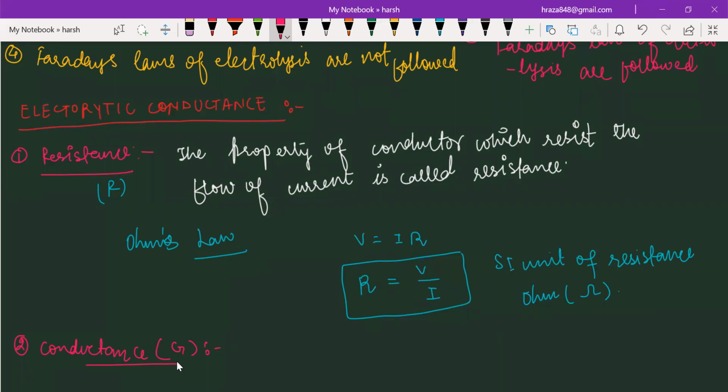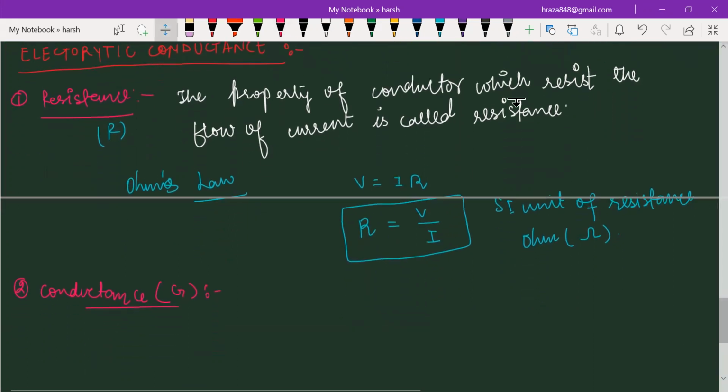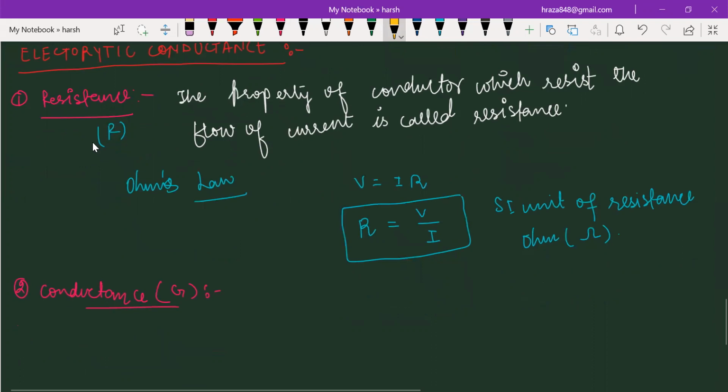Done, sir. Very good. Am I audible clearly? Yes, sir. So do you know what is conductance? To conduct electricity, basically. Yes, it is the inverse or reverse of resistance.